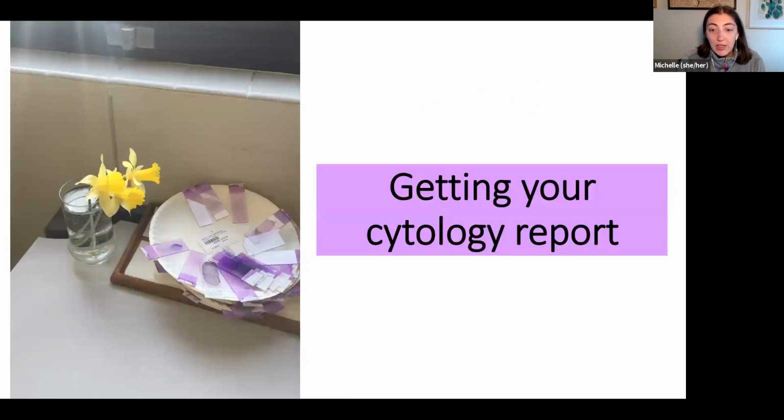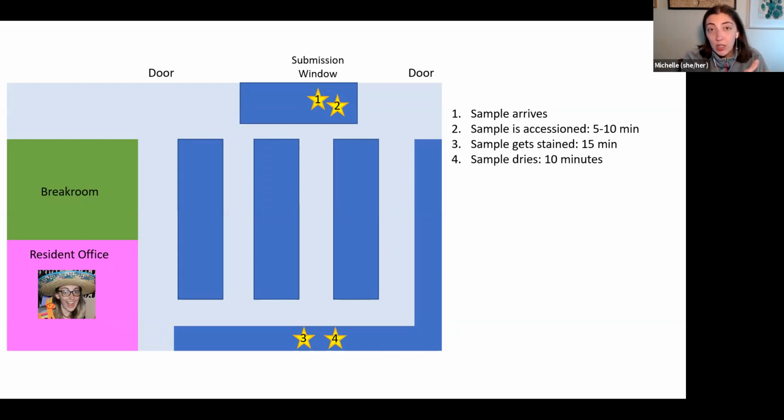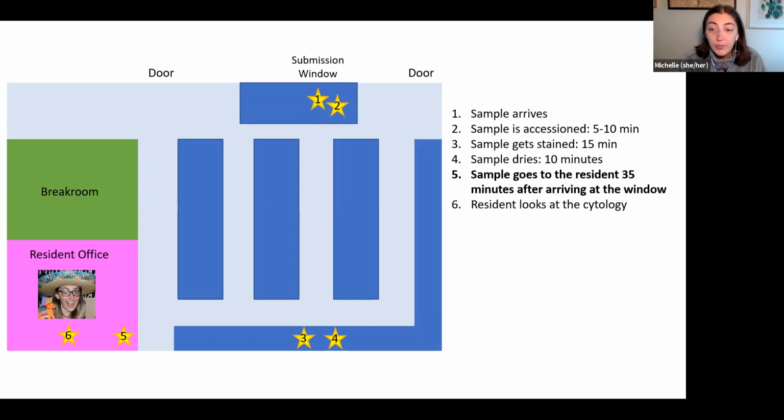I think we're getting to the end here. So getting your cytology report, just quickly go over what happens. Your sample arrives at the window, we accession it when we have time, but there's a lot going on in the lab. We don't always have someone manning that front desk. Staining takes about 15 minutes. Sample drying, usually we let it dry on its own, takes about 10 minutes. Then the sample goes to the resident about 35 minutes after arriving at the window. And this was if we had nothing else going on in the lab.